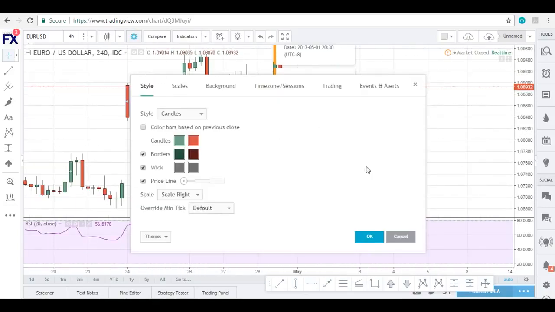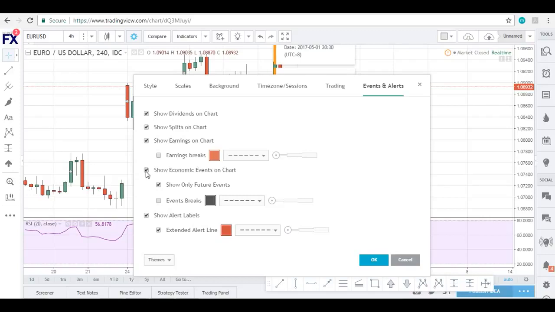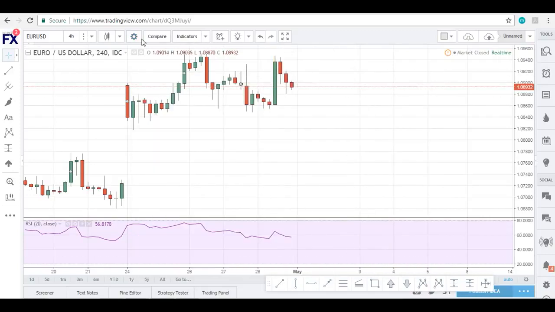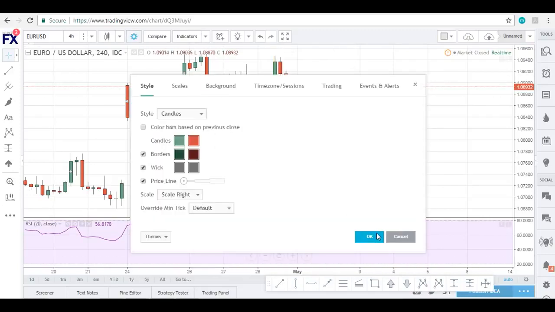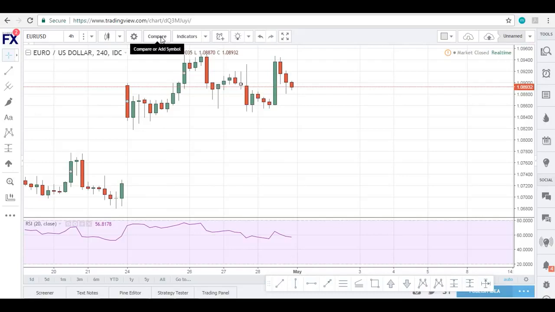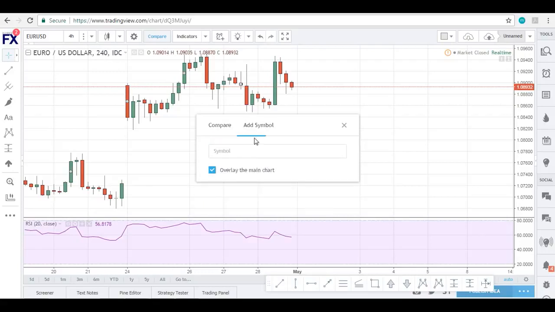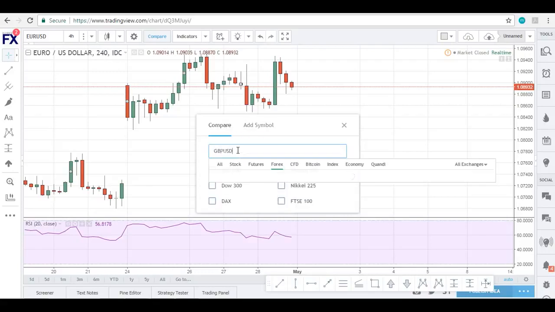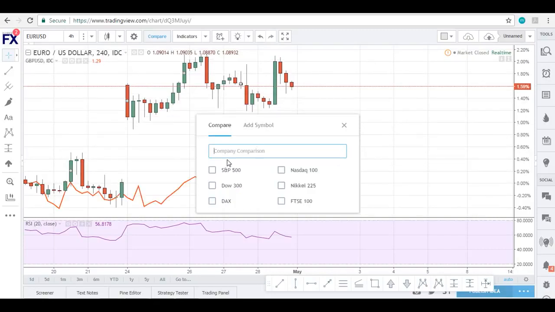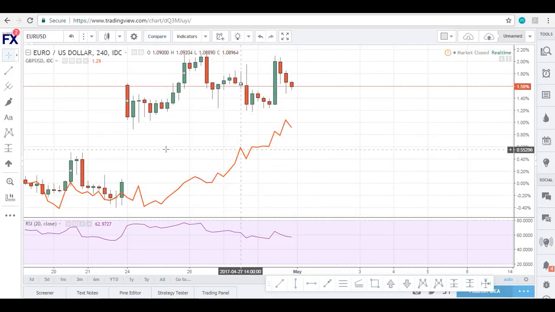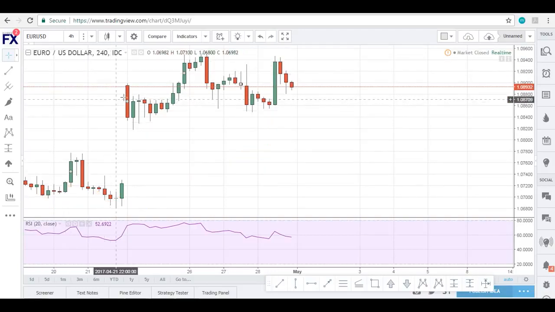Let me just get rid of that. So this is the settings for the chart. If you look right of it, you can see that you can compare this symbol, the Euro USD. You can compare this pair to other pairs. You can compare it to, let's say, pound dollar, and it will just compare the different moves of the pound dollar to the euro dollar. So this is something we don't really use here, but it's good to know that it's available here.